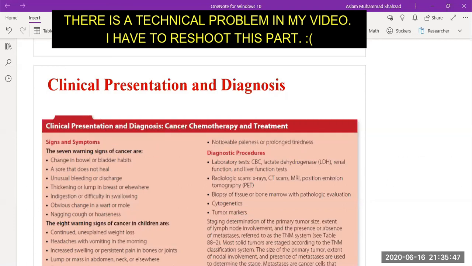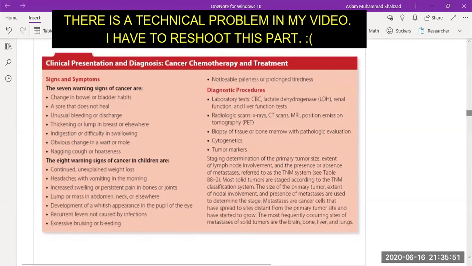But when we talk about children, they have more effects and more signs and symptoms, because some of the cancers that occur in children are due to hereditary problems or genetic mutation. One example is Wilms tumor. We will discuss it in detail later on.